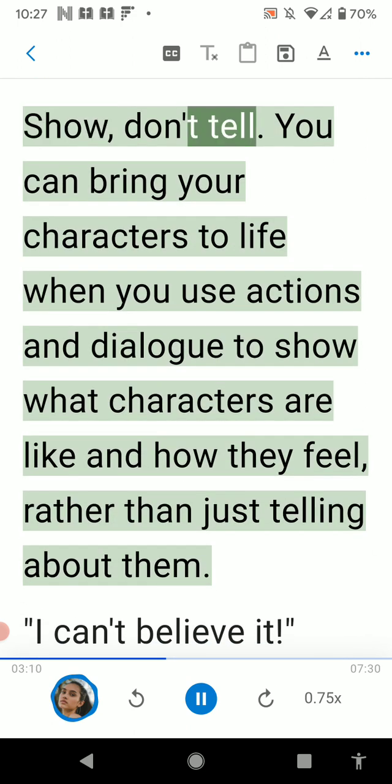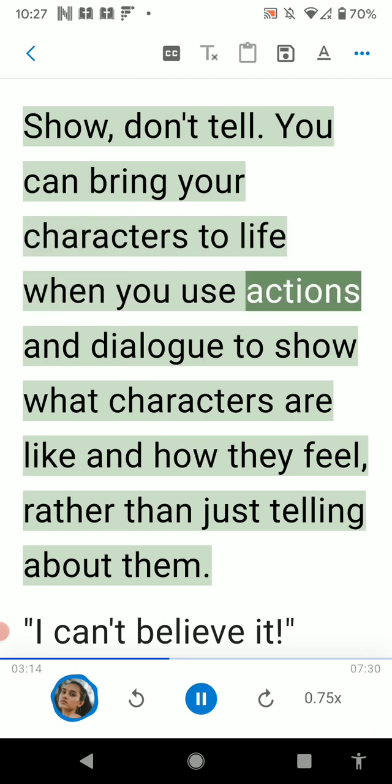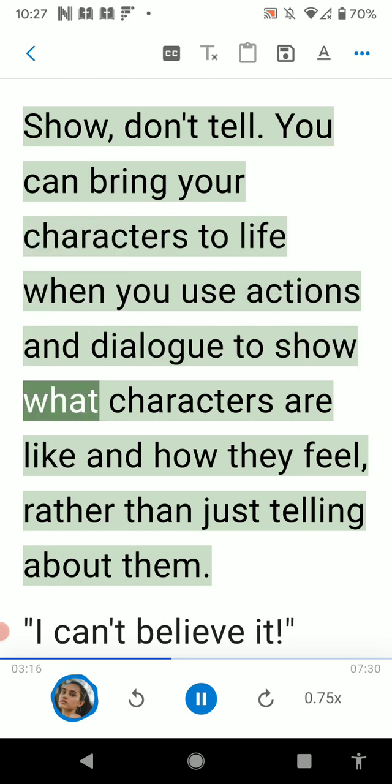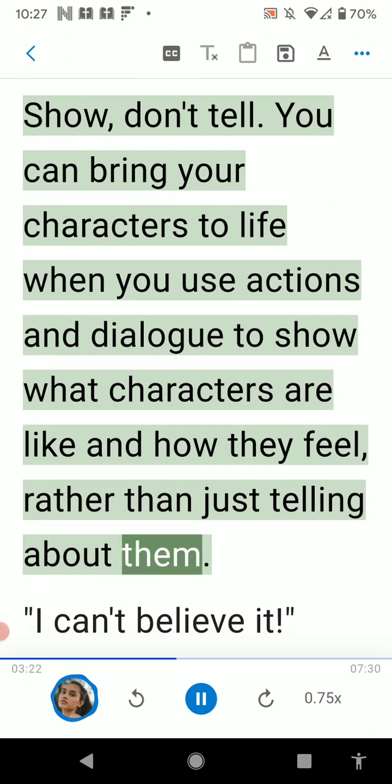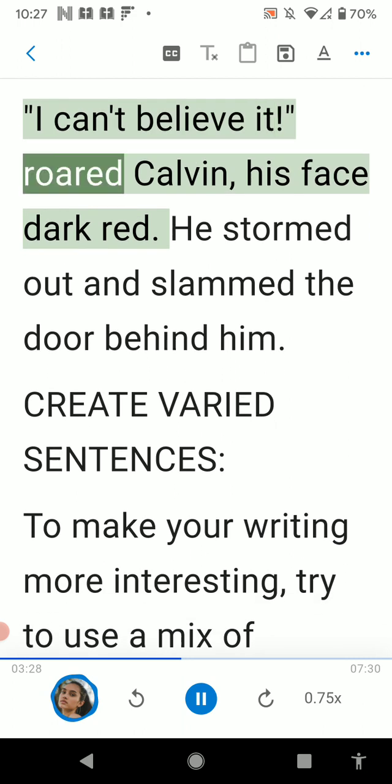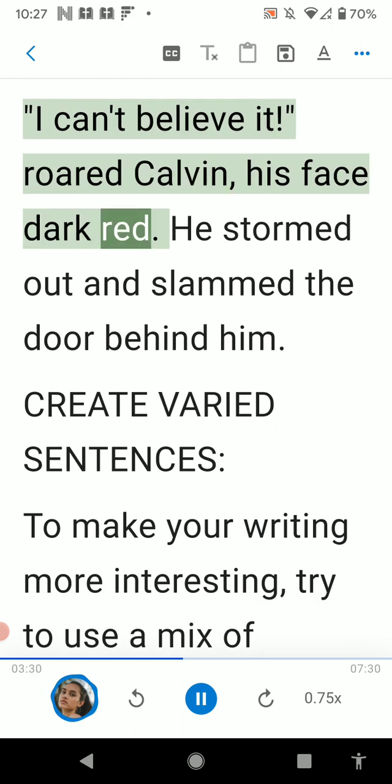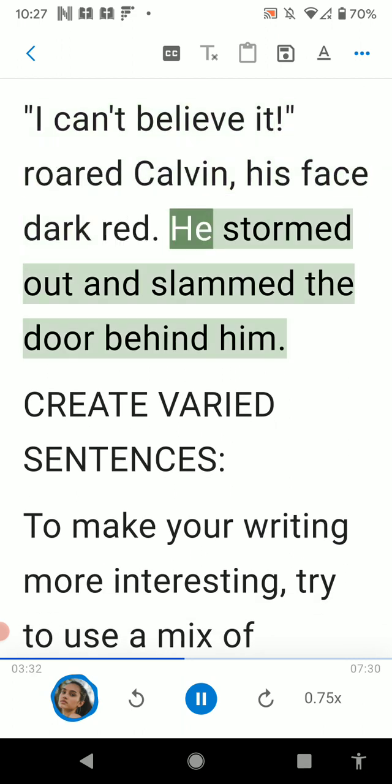Show, don't tell. You can bring your characters to life when you use actions and dialogue to show what characters are like and how they feel, rather than just telling about them. "I can't believe it!" roared Calvin, his face dark red. He stormed out and slammed the door behind him.